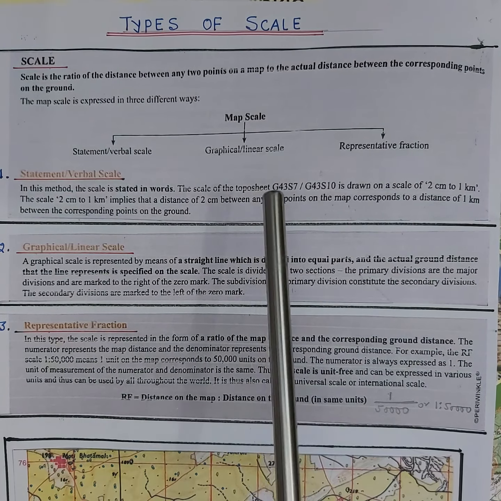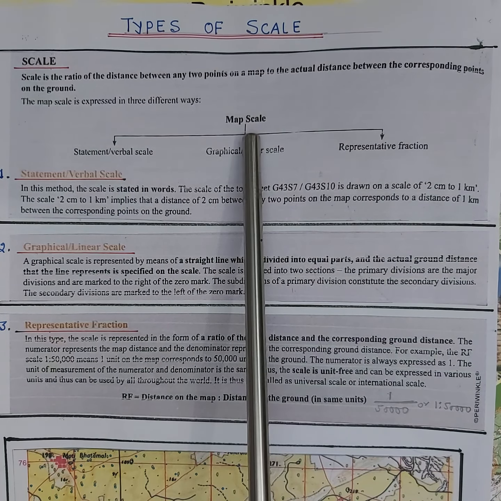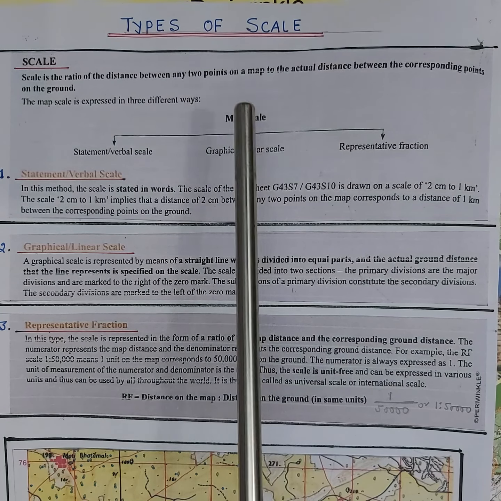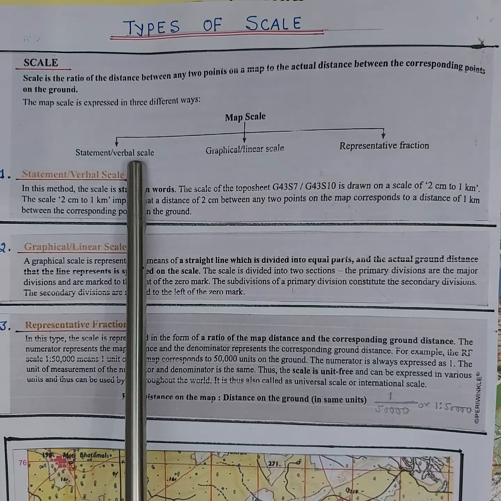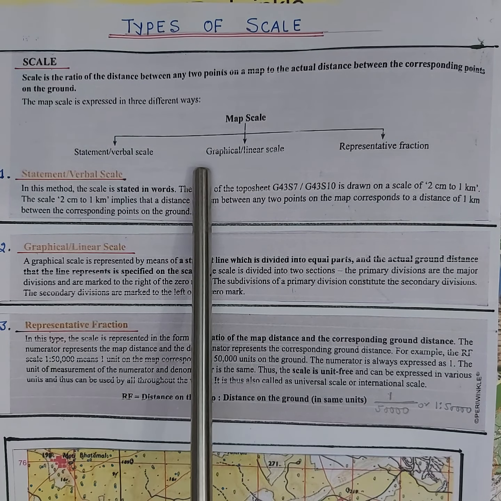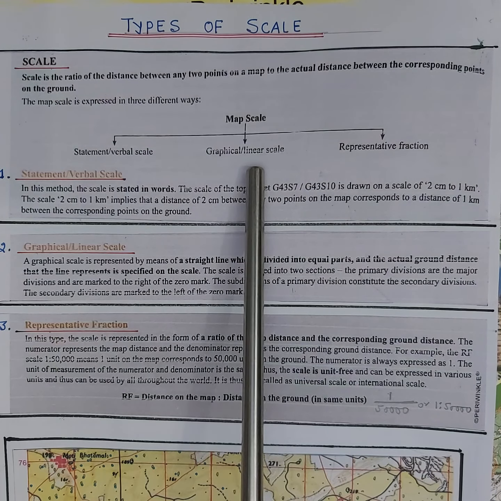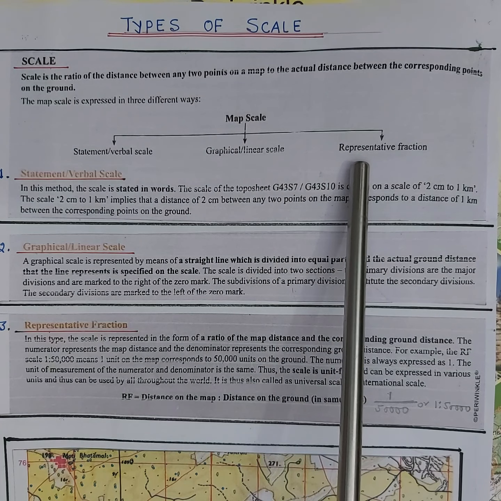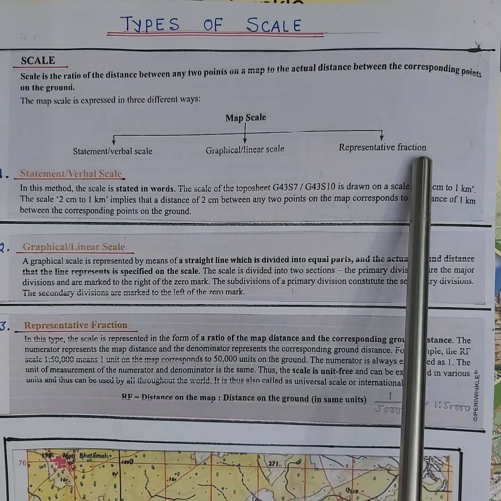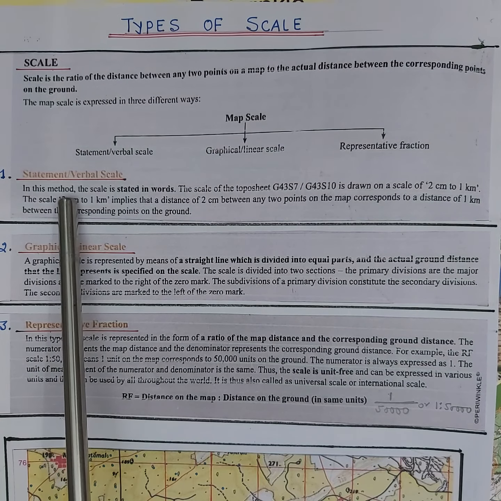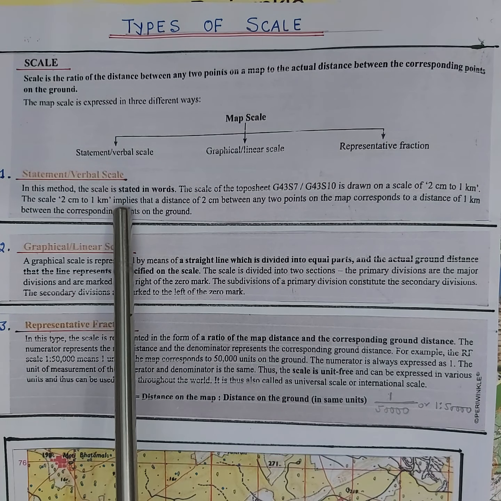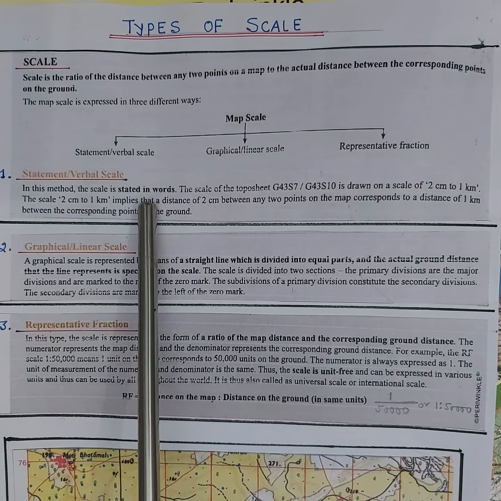So we use three types of scales on the map. First is called statement scale or the verbal scale. Second is graphical or the linear scale. And third is the representative fraction or RF scale. Let's take the first one, statement scale. In this method, the scale is stated in words.